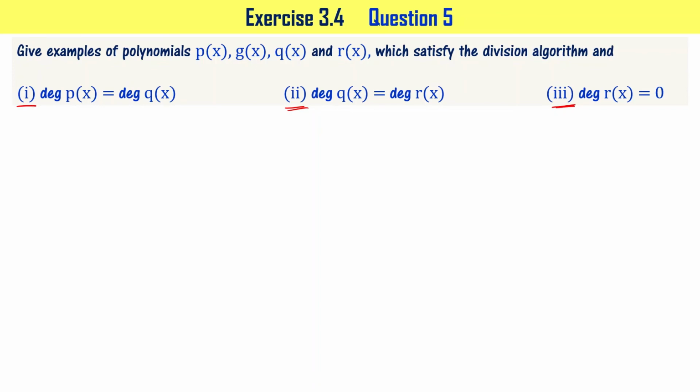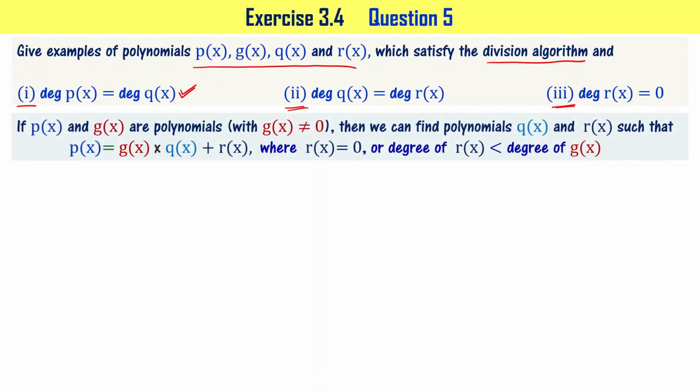We have to find polynomials p of x, g of x, q of x and r of x that satisfy the division algorithm. At the same time, the requirement is degree of p of x has to be equal to degree of q of x, right? The division algorithm is given as follows. If p of x and g of x are the polynomials, then we can find q of x and r of x such that p of x can be written as p of x equal to g of x times q of x plus r of x, where r of x is either 0 or degree of r of x is less than degree of g of x. This is the division algorithm.